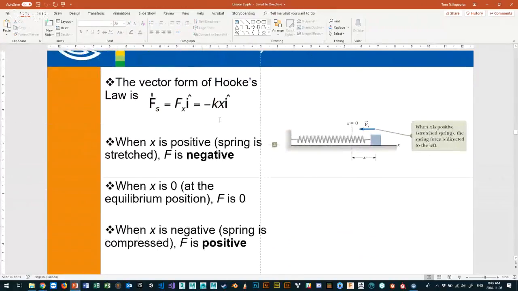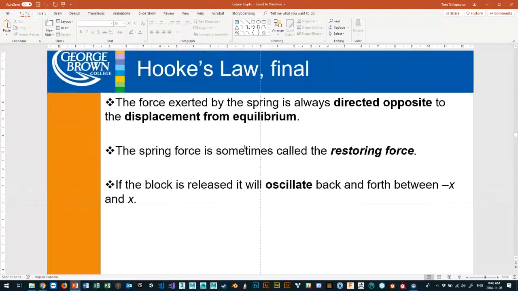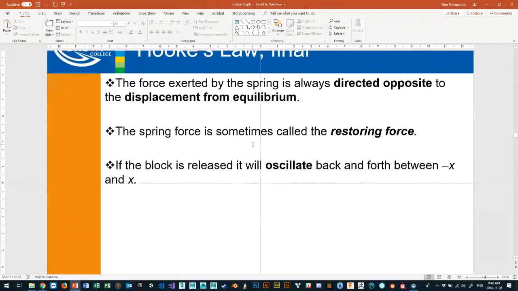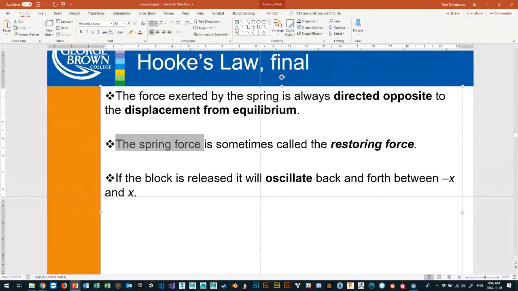Okay, let's keep looking at this stuff. Hooke's law is, again, the force vector for the spring on the x-axis is equal to negative kx, whatever that initial displacement is. Again, it's just saying the same things. We've talked about this. One thing I need to mention: the spring force is sometimes called the restoring force, because basically it's going to restore it to its original shape.